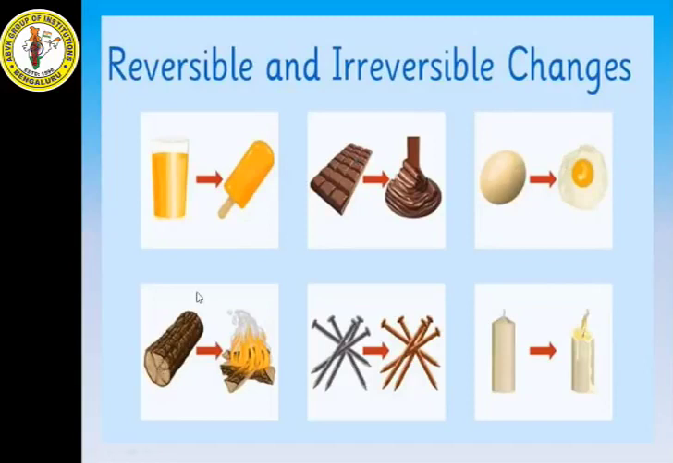Again here, wood to ash, ash to wood. No, this is also an irreversible change. Here, an iron nail which is new, and here it is rusted. From the rusted iron can you get the new one? No. Okay. So this is also an irreversible change. A new candle to a burning candle to a new candle. No, this is also an irreversible change. Okay.